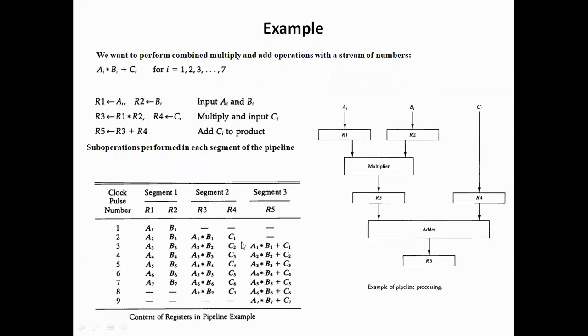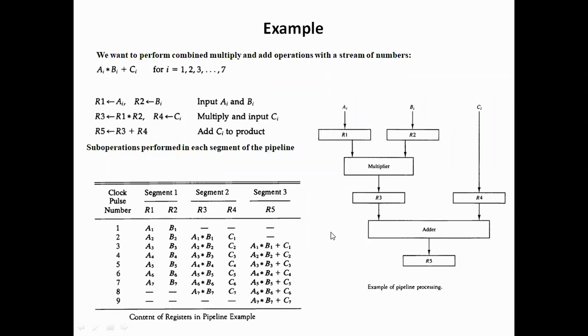And if we look keenly here, the result of I equal to 1, that is A1 into B1 plus C1, is produced here in the third clock pulse, and we know that here the number of segments is also 3. So we can easily say that it takes 3 segments. For a 3 segment pipeline, it takes 3 clock pulses to get the first answer.